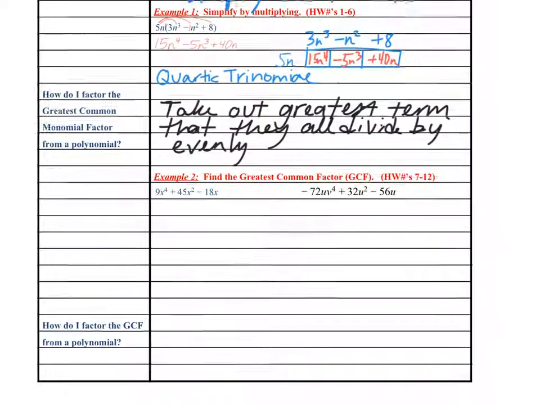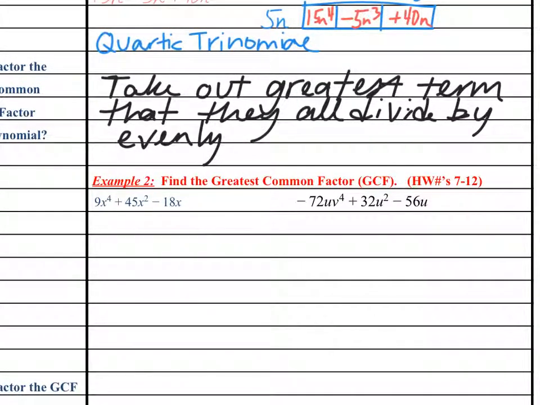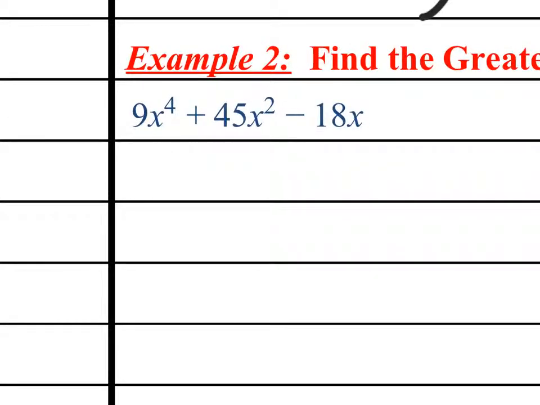This example, we're just going to find the GCF. We're not actually going to factor it. So look at the first one, 9x to the fourth plus 45x squared minus 18x. First, let's look at the numbers. What is the greatest number that all three terms, 9, 45, negative 18, can all divide by? 9, okay? So that would be your number for your GCF.